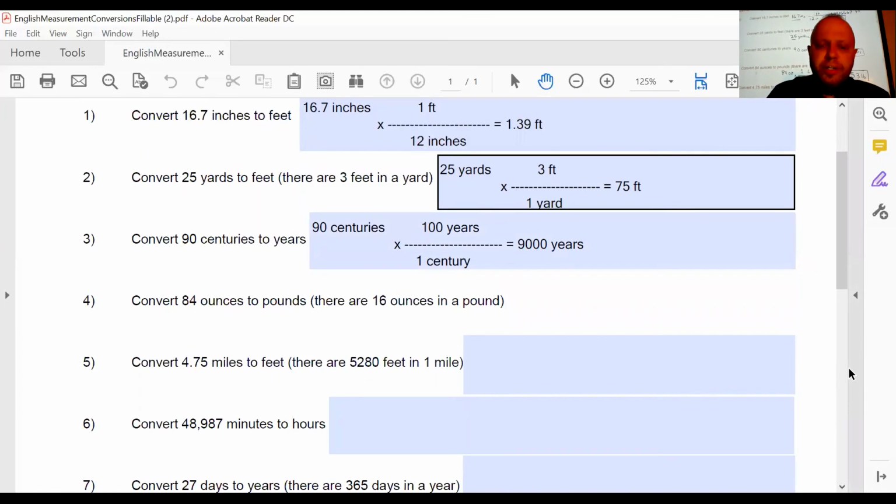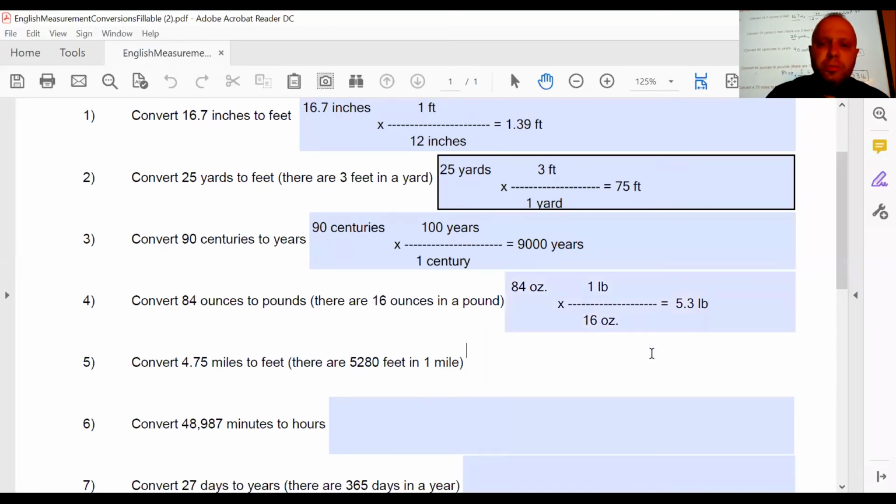Question number 4. We want to convert 84 ounces into pounds. We're going to hit times and then draw our line. We know that every 16 ounces is equal to 1 pound. And finally, we can report our final answer, which was 5.3 pounds. You can either report your final answer or show it ahead of time with the extra figures in there and then correct for significant figures. So it's completely up to you.